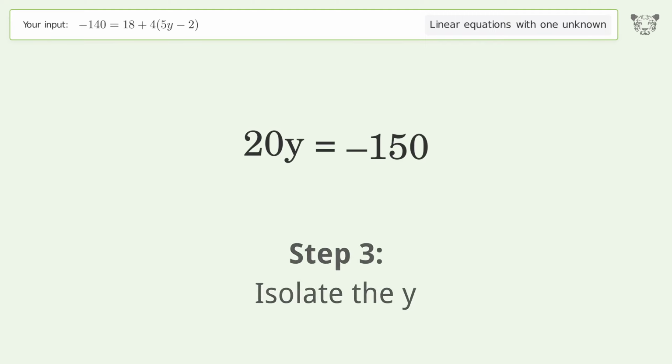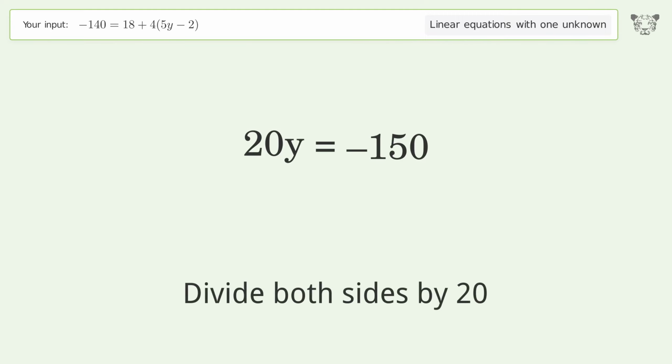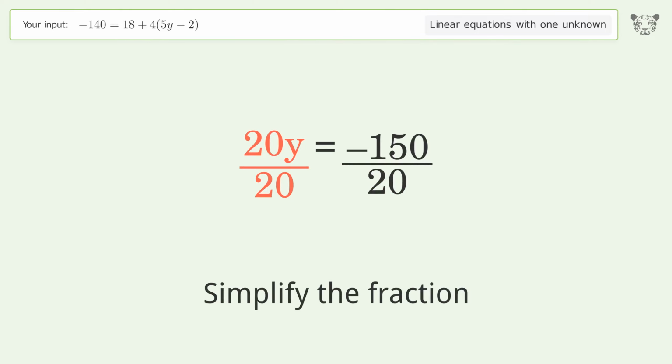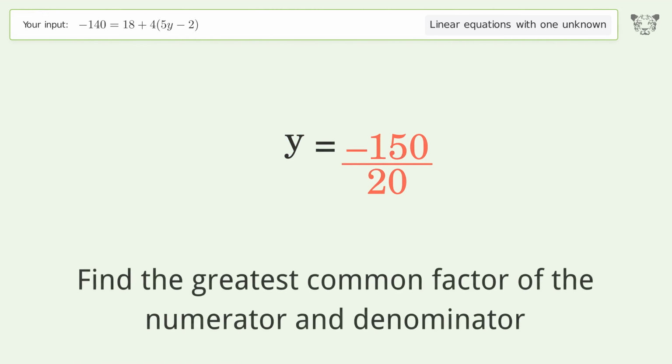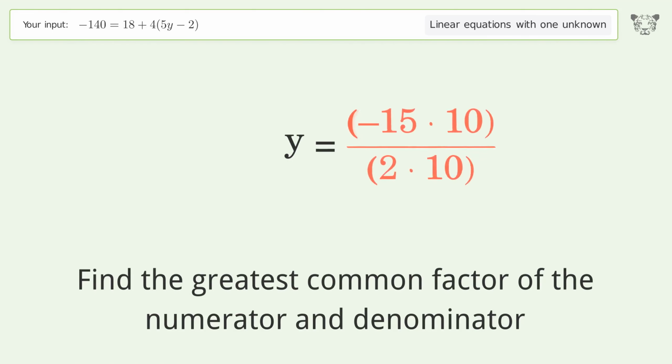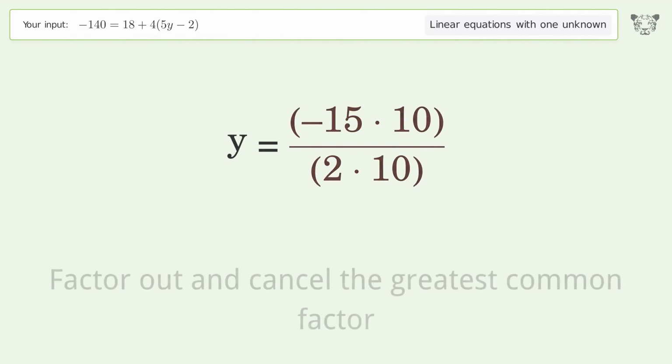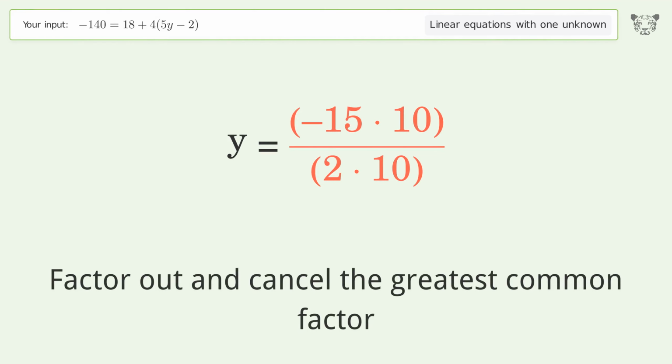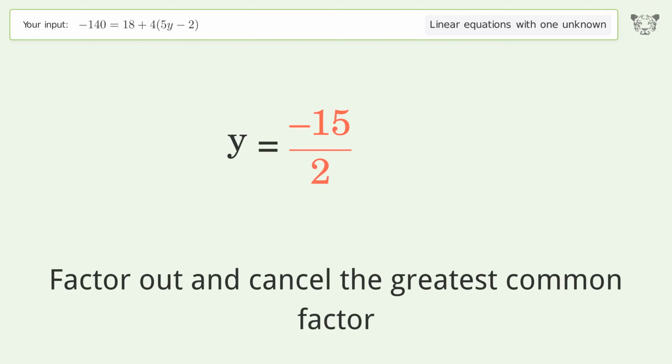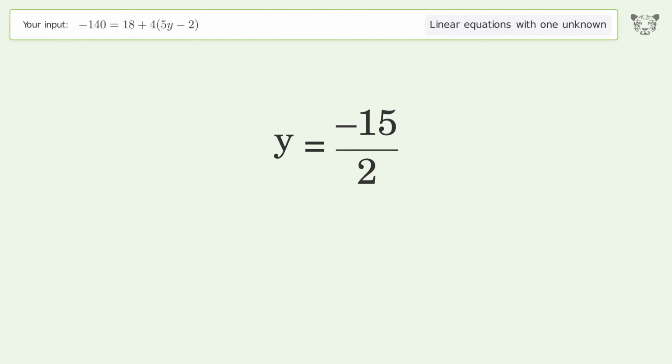Isolate the y. Divide both sides by 20. Simplify the fraction. Find the greatest common factor of the numerator and denominator. Factor out and cancel the greatest common factor. And so the final result is y equals -15/2.